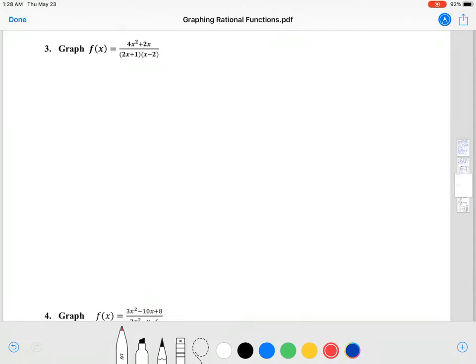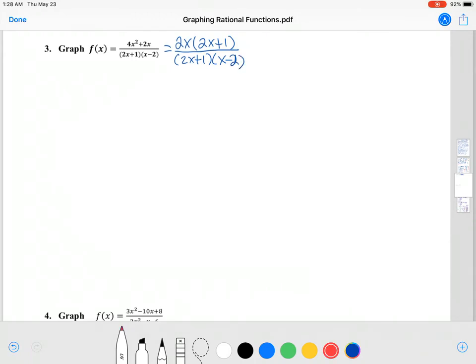Graphing rational functions, example 3. We're going to go through and factor this. This can definitely be factored, see if we can simplify it. On the top, I can pull out a 2x, and what's left over is 2x plus 1. The bottom part is already factored for us, which is nice. It saves us a little bit of work.